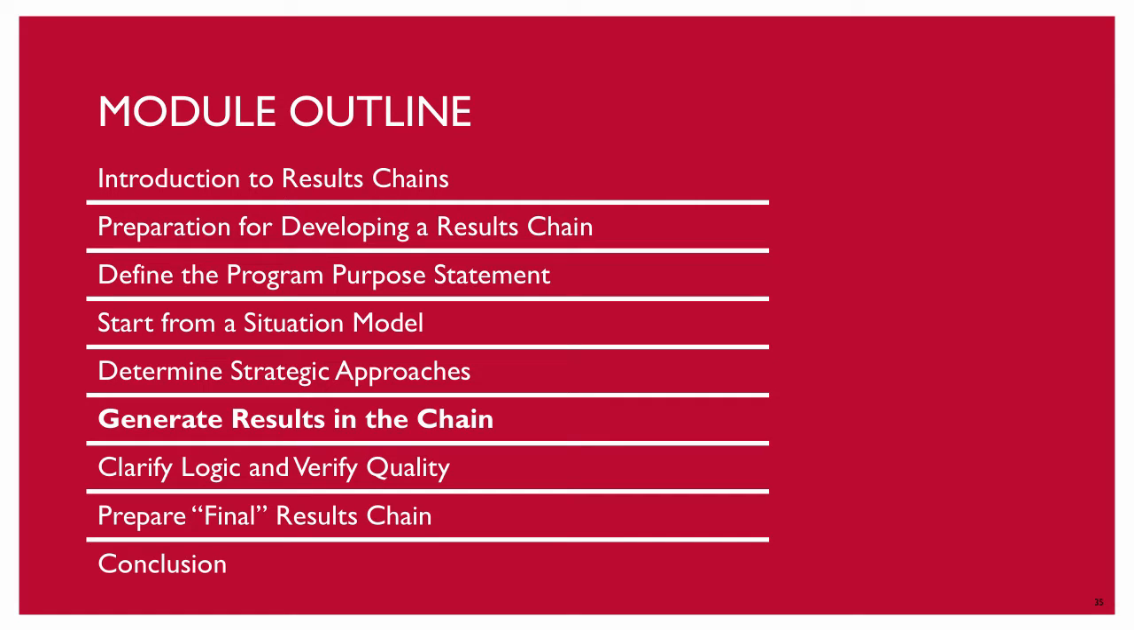In the last presentation, we looked at prioritizing and selecting draft strategic approaches. In this step, your team will highlight the components of one of your selected strategic approaches in preparation to convert these into a draft results chain. You can follow along in How-To Guide 2 on page 17.